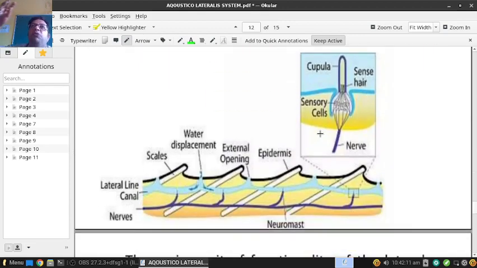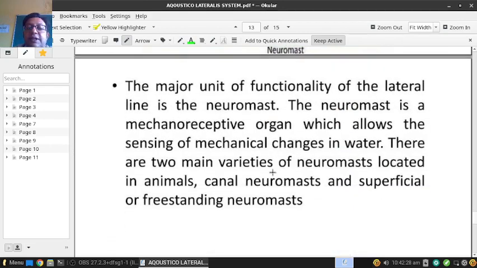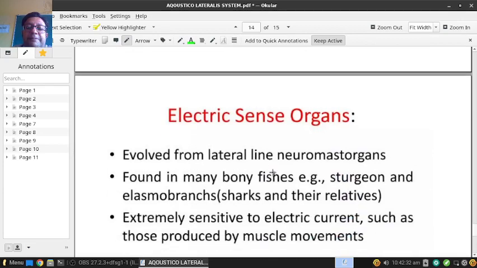In the next picture, any water displacement enters through the external opening and stimulates the neuromast, which is inside these water tubes. Immediately the signal goes through and they understand. This is the function of neuromasts and the lateral line system.